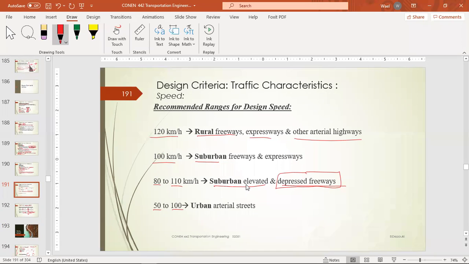The recommended design speed for rural highways is 120 kilometers per hour. For suburban freeways, 100 kilometers per hour. For suburban elevated and depressed freeways, 80 to 110, and for urban arterials and streets, from 50 to 100 kilometers per hour.